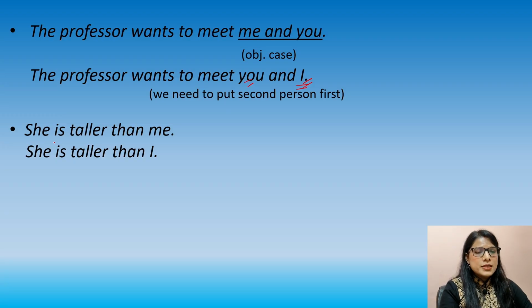Okay, so here is one more common error we make. She is taller than me, in comparative degree. We speak like that, and it seems very natural to us, but it's not correct. Grammatically, it's incorrect. So what do we need to do? She is taller than I. We never say she is taller than me. No, she is taller than I.